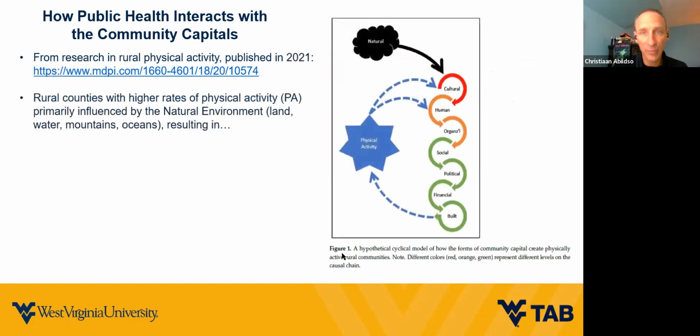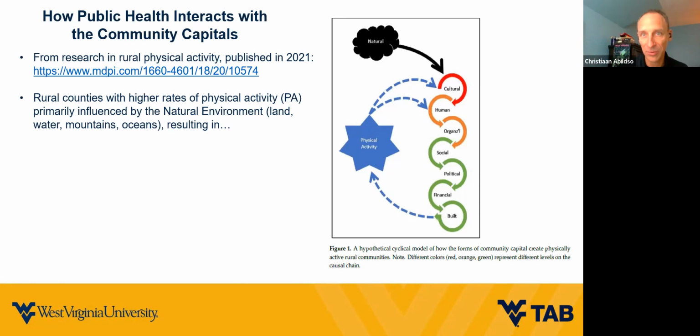And for those that are familiar with the community capitals framework, we didn't seek to frame it this way, but when we talked to people as we went around these towns, comparing a couple counties that are very active versus one that is not, in a very rural state, not in West Virginia, I'll tell you that much. The rural counties with higher rates of activity were primarily constrained, first of all, by the natural environment. A place that has mountains and ski resorts is going to be different than those with oceans and flatlands and things like that.